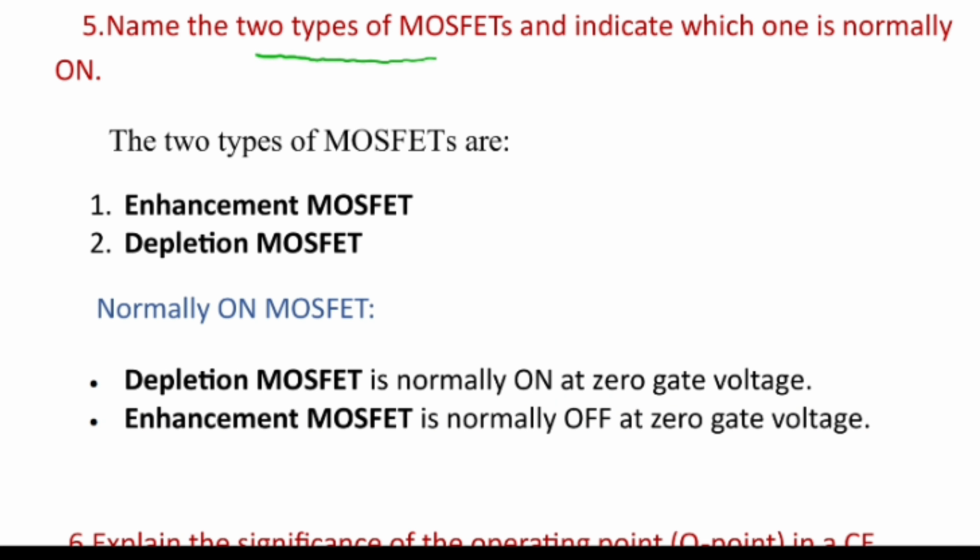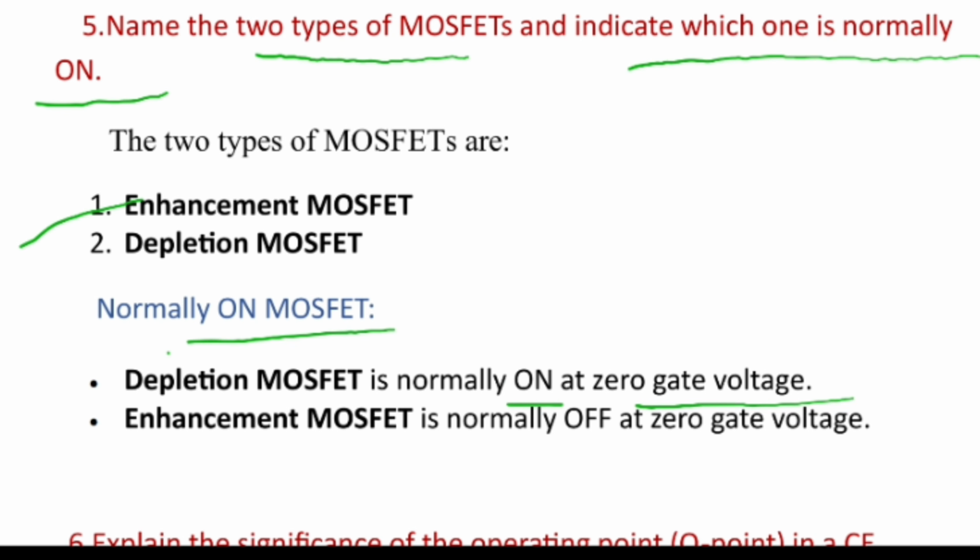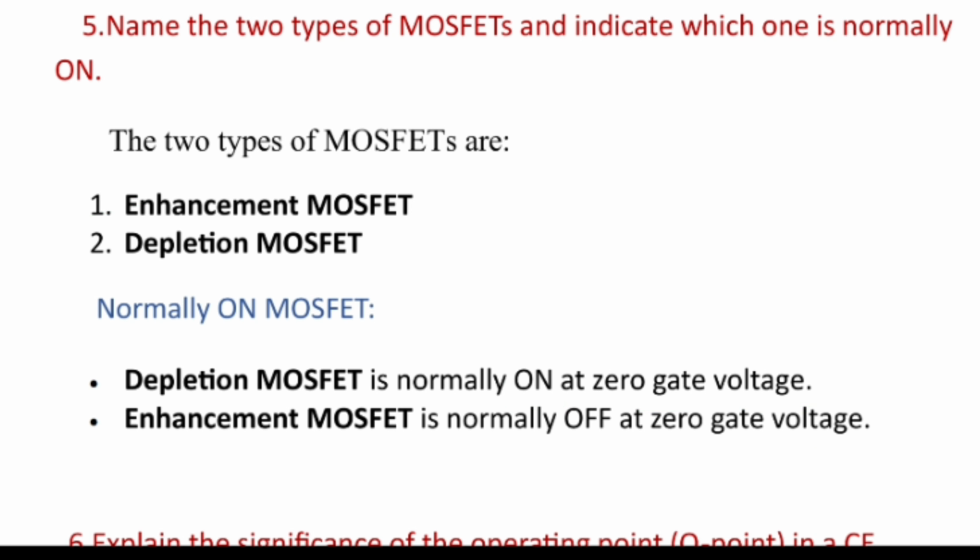Name the 2 types of FETs and indicate which one is normally on. The 2 types are enhancement MOSFET and depletion MOSFET. The depletion MOSFET is normally on at 0 gate voltage. The enhancement MOSFET is normally off at 0 gate voltage.